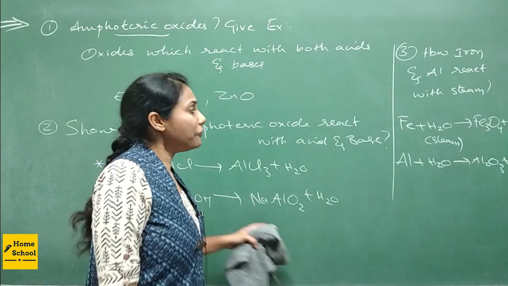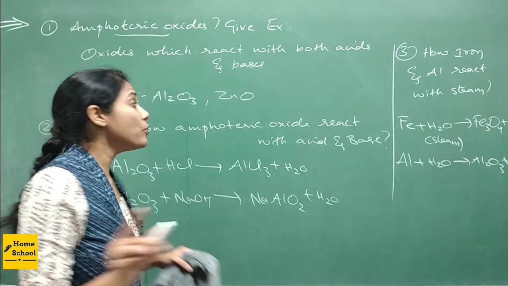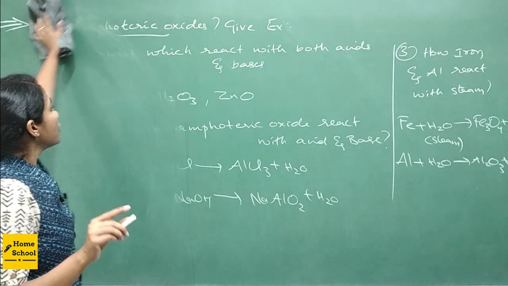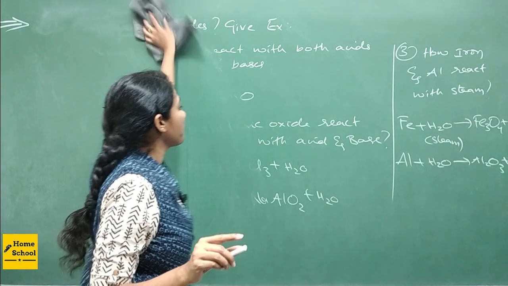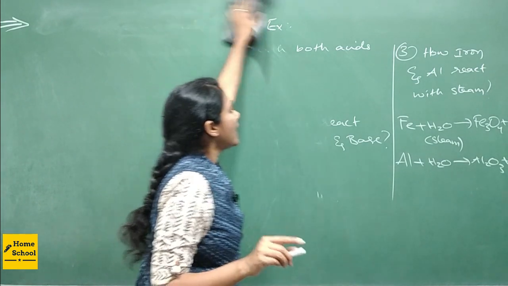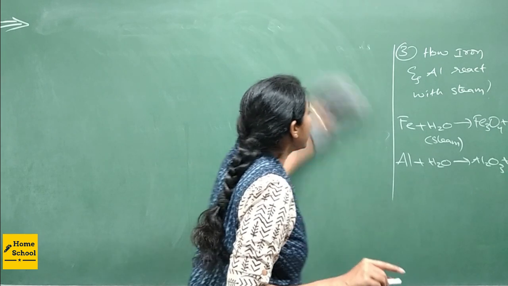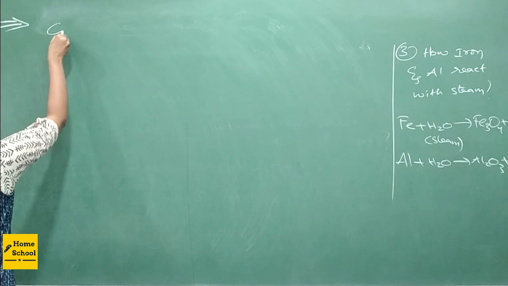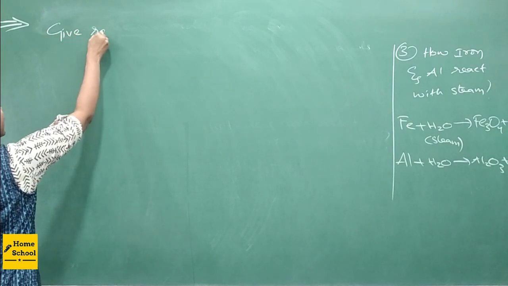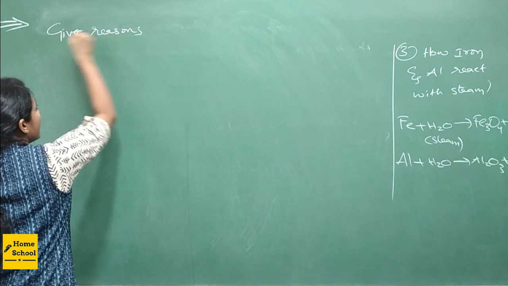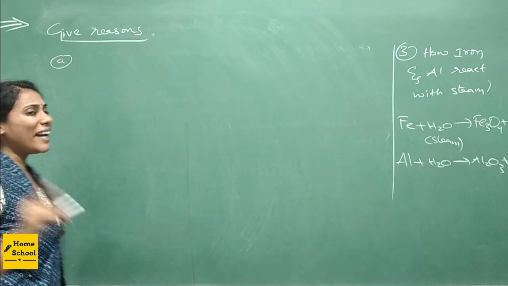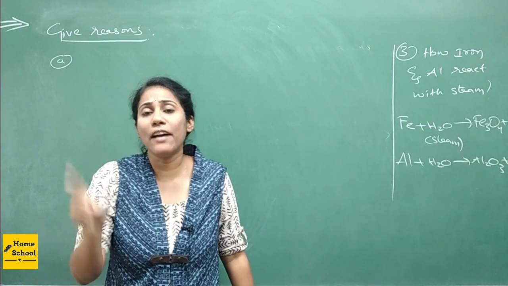After this, I will give you some important give reasons questions. They'll give you some sentence and ask you to give a reason. So give reason questions are also very, very important here. Let us discuss give reason questions. Here the first one: why is aluminium oxide amphoteric?